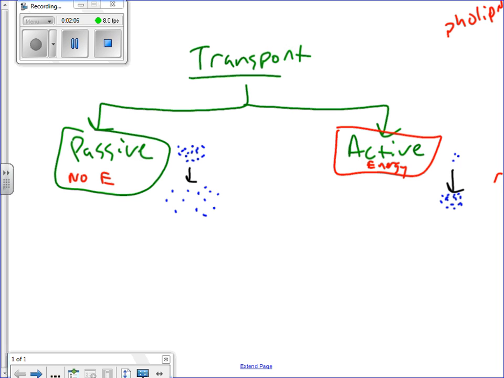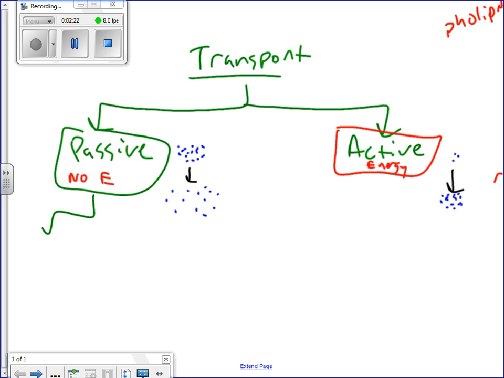You have to use energy to kind of push yourself against the grain or push the molecule against the grain. It uses energy, ATP, to do that. So those are the two types of transport.